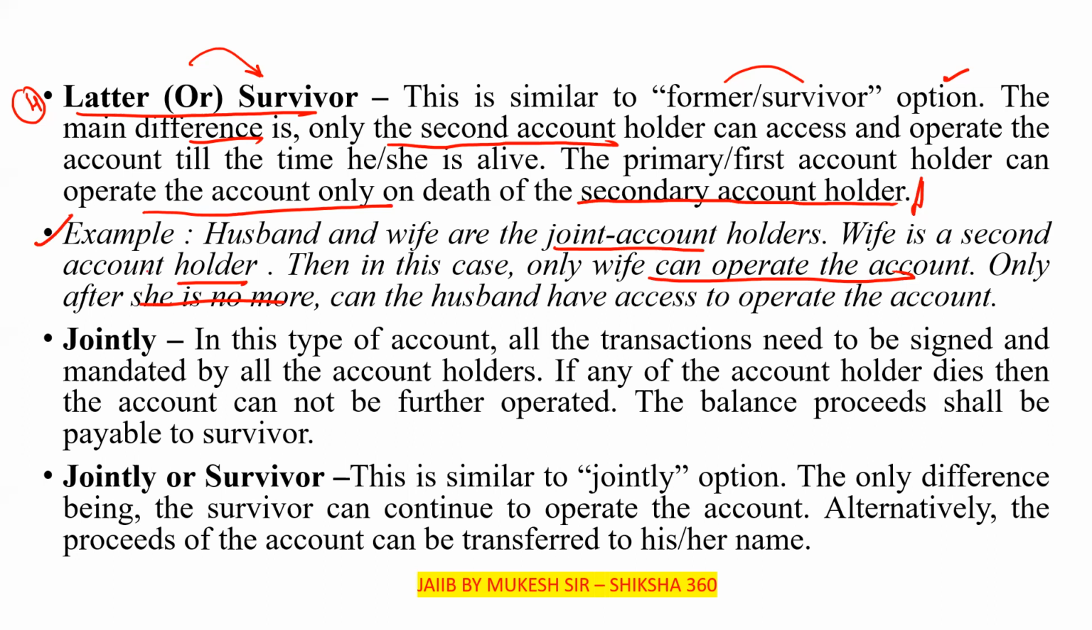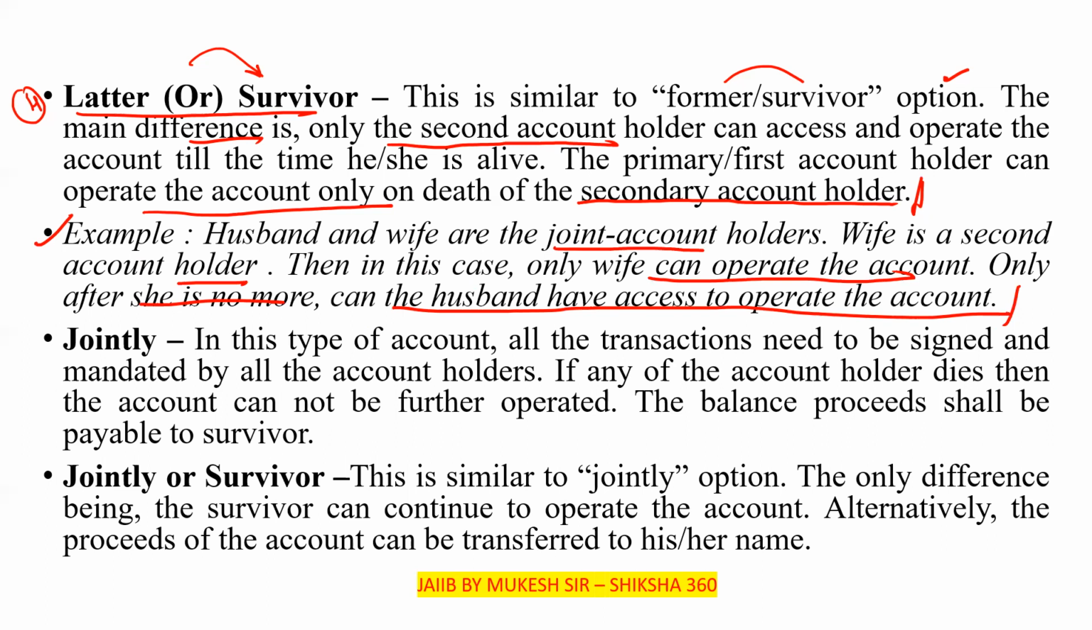Only after she is no more can the husband have access to operate the account. So this is when one of the account holders is performing the function. Now that is jointly.